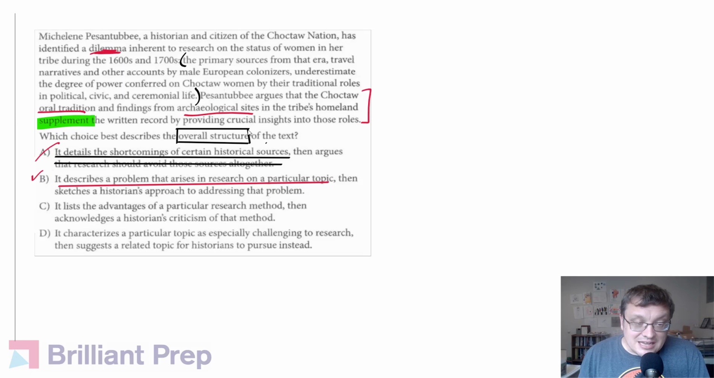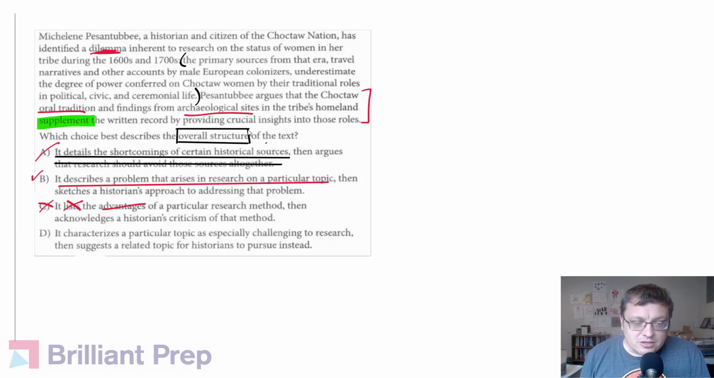It lists the advantages of a particular research method. I don't really see a list here. Like with the word detail, list is something very specific. You'd expect to see, first, second, third, fourth, or at least just a series of items. I don't see that here, and it's not advantages, so that's very wrong. The first part of this text is about how these sources are incomplete.